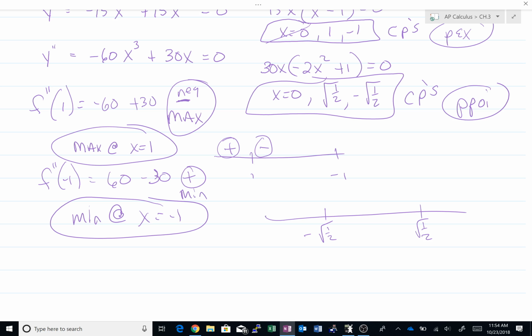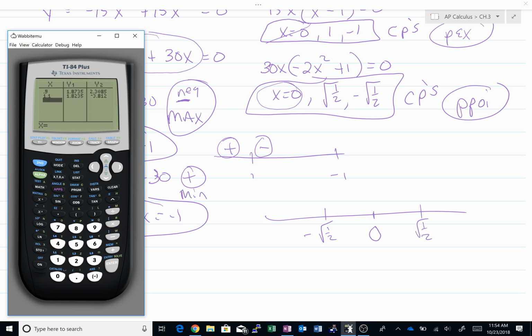Now we're looking for concavity, so I'm going to pick a value. Be careful. We have 3 points of inflection. So let's pick some values here. I've already got my derivatives and everything in the calculator. So let's plug in, well, square root of 1/2 is like 0.7.